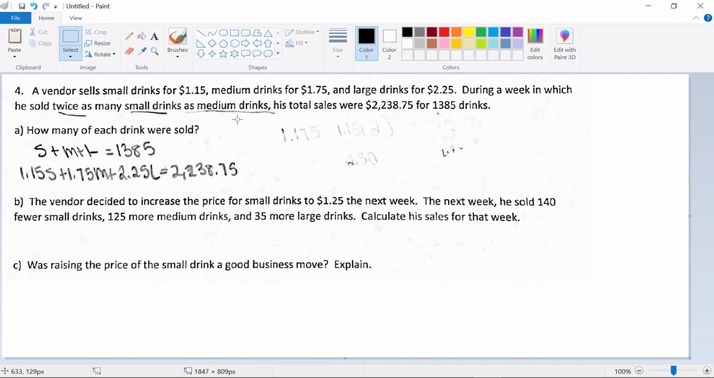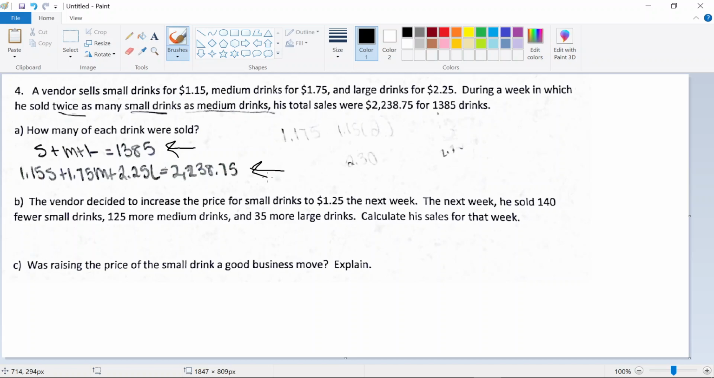So there's a number equation: small plus medium plus large equals 1385. That is right, that's the number equation. There's a value equation, the dollar amount for each drink: $1.15 small plus $1.75 medium plus $2.25 large equals $2238.75.